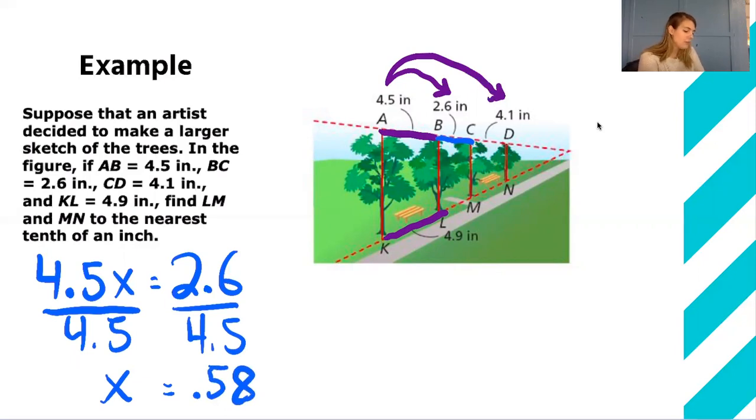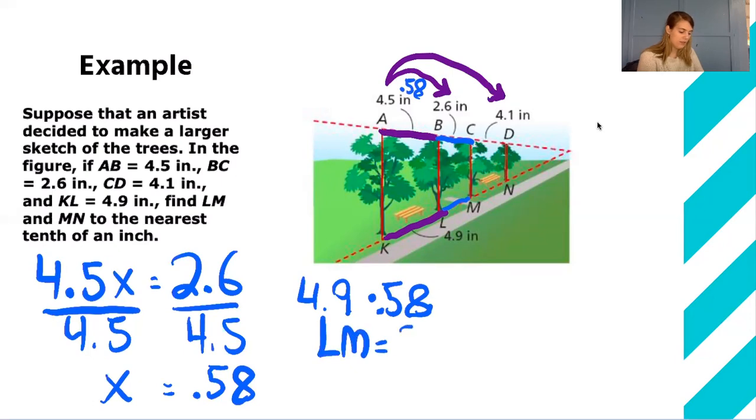So because of the proportionality theorem, I know that I can find the length of LN by multiplying 4.9 by that same ratio of 0.58. So now I'm going to take 4.9 and multiply it times 0.58. And I end up getting that LN is equal to 2.8.